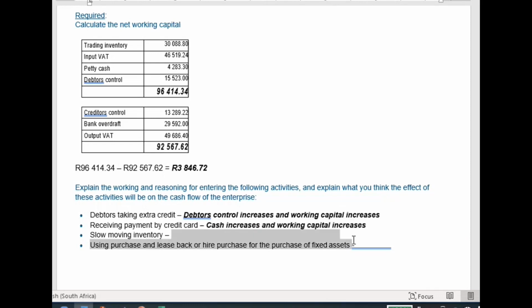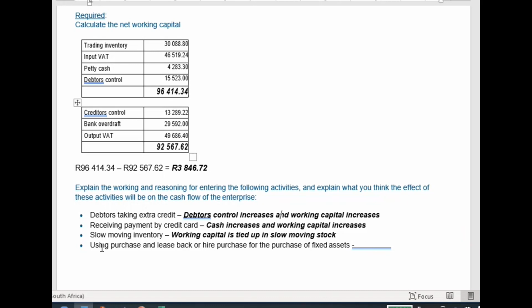What about slow-moving inventory? Slow-moving inventory is a bit of a problem, because it means that it's still going to be in trading inventory, so it's going to stay constant, but we're not turning it into cash. And what happens if it takes longer than a year to get rid of that trading inventory? Okay, so we say working capital is tied up in slow moving stock. Because remember, if we do that asset test, we would have subtracted the inventory from the other assets.